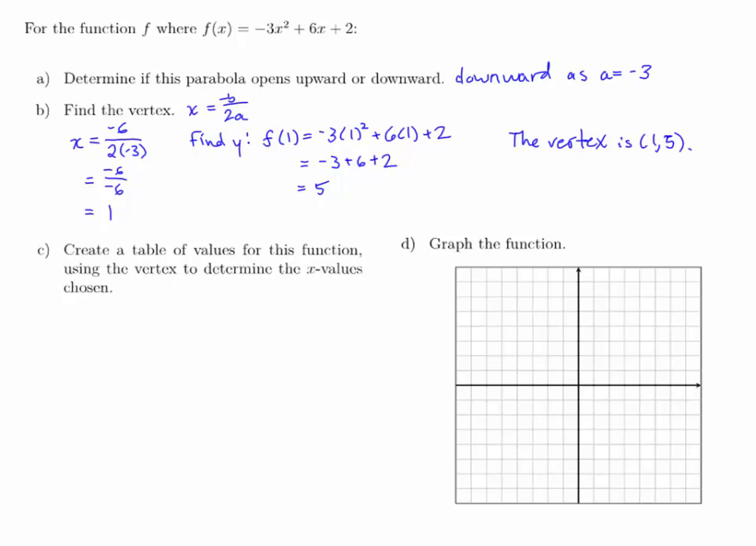Okay, now we want to create a table of values for this function, and we want points around the vertex. So let's center this table on the vertex. The x value for the vertex is 1. So we'll create our table.